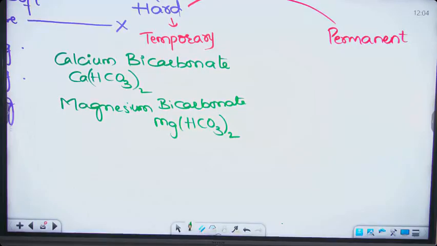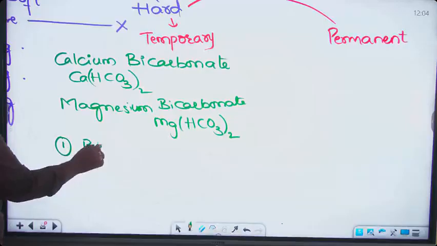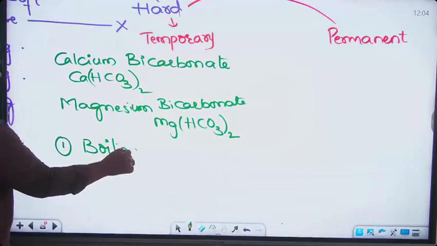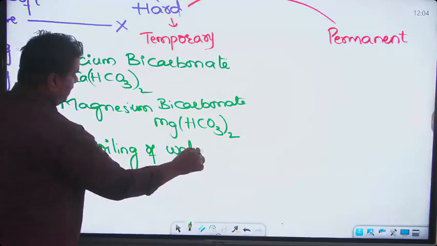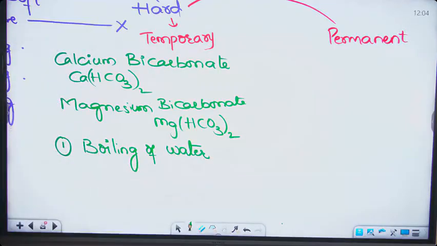Mari, how do we remove this temporary hardness? How to remove this particular temporary hardness? The first method is boiling of water. Temporary hardness can be removed by boiling of water.